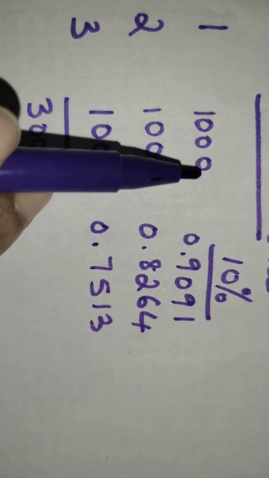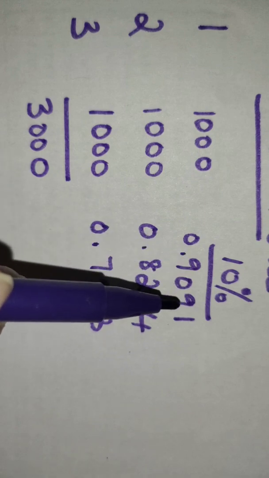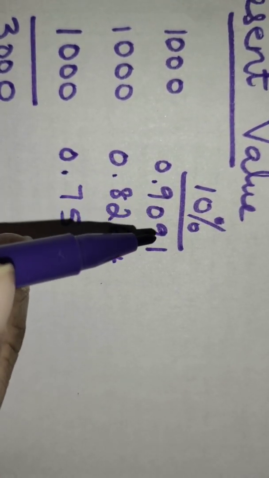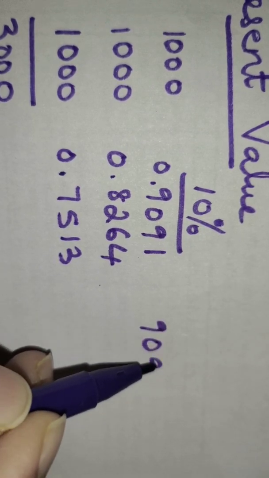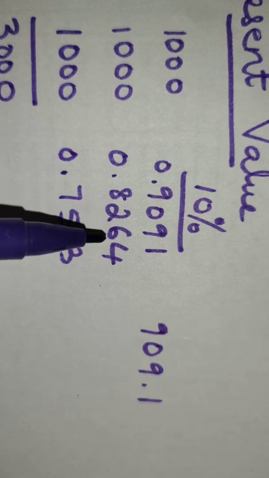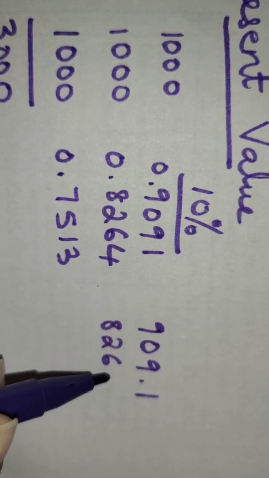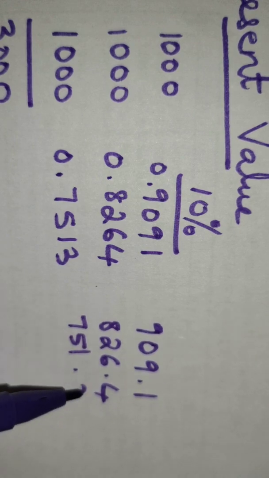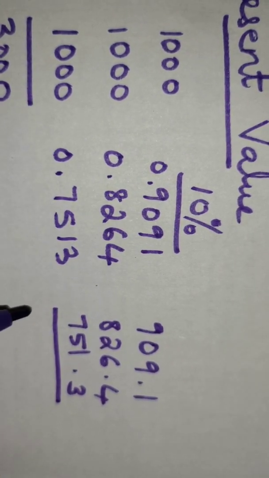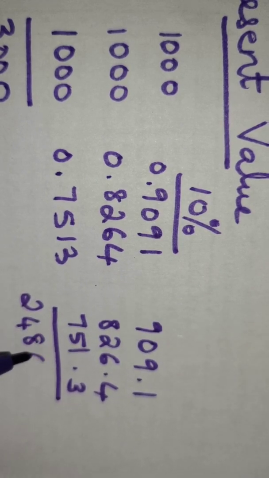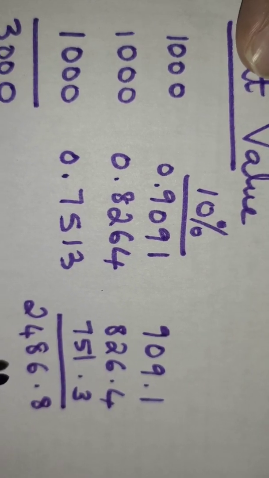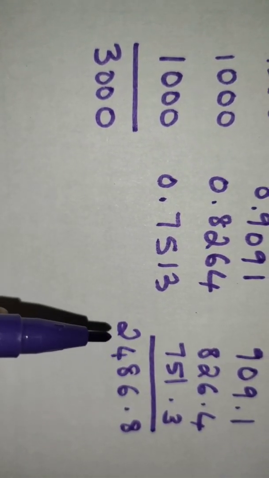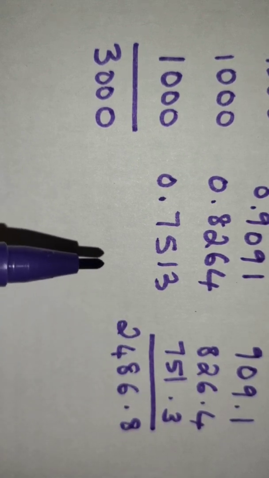Now, each of these cash flows has to be multiplied with the corresponding present value factors. Thus, we get 1000 into 0.9091 will be 909.1. 1000 into 0.8264 is 826.4. 1000 into 0.7513 is 751.3. Now we have to add all this and we get 2486.8. That means even though we are getting 3000 rupees in all, the actual present value is only 2486.8.